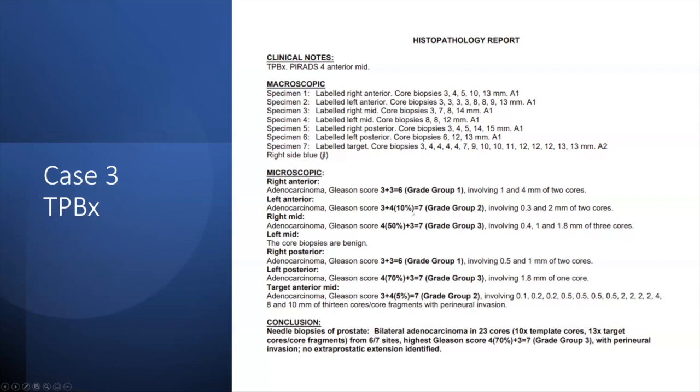So this is where template and target is good. Our left anterior target, which was the initial lesion that we saw, there's quite extensive involvement, up to 10 millimeters in multiple cores, but 3+4, low percentage pattern 4. But we are picking up something in the right mid as well, and the left posterior. Both small though, 1.8 millimeter maximum for both of those, grade group 3s. So we didn't target those other areas. They were just picked up on template because they weren't actually mentioned in the MRI reporting.